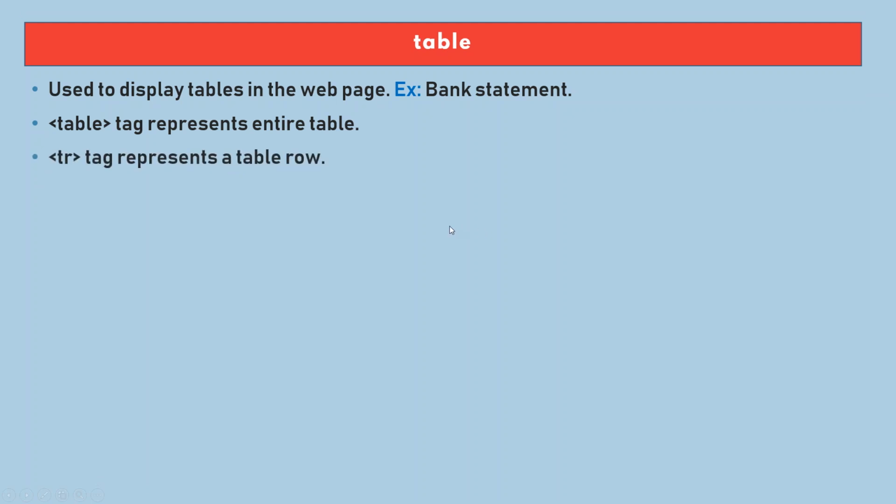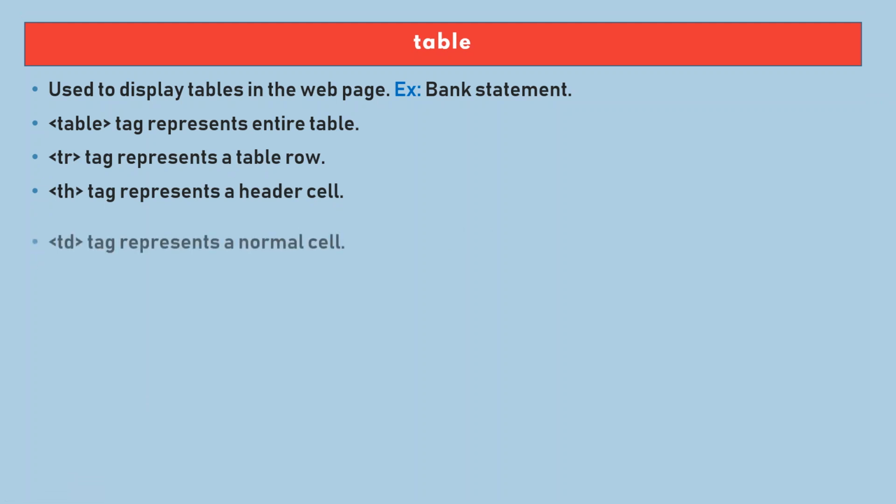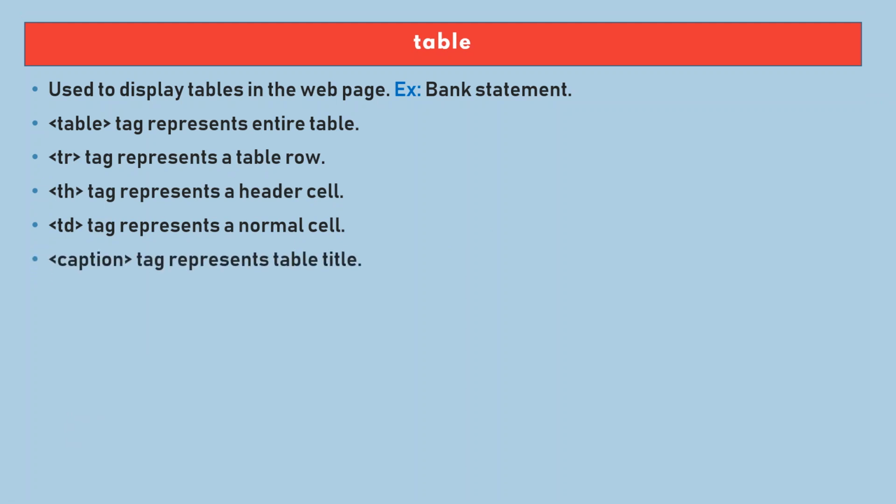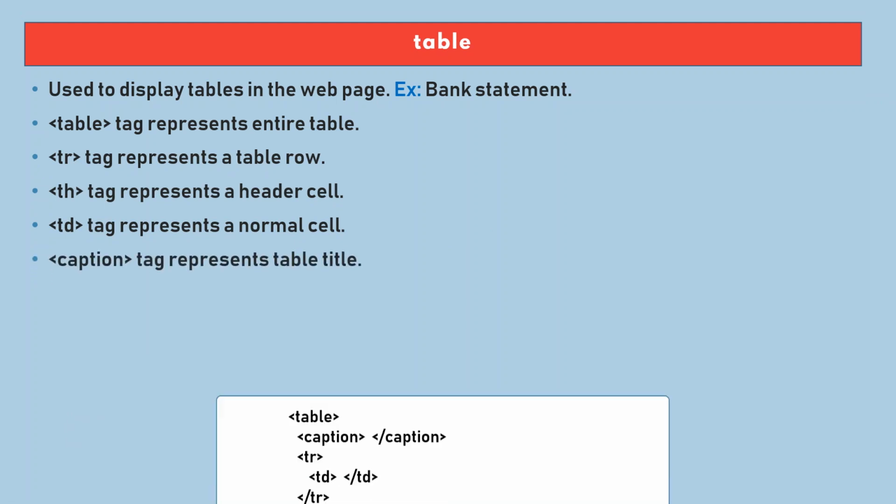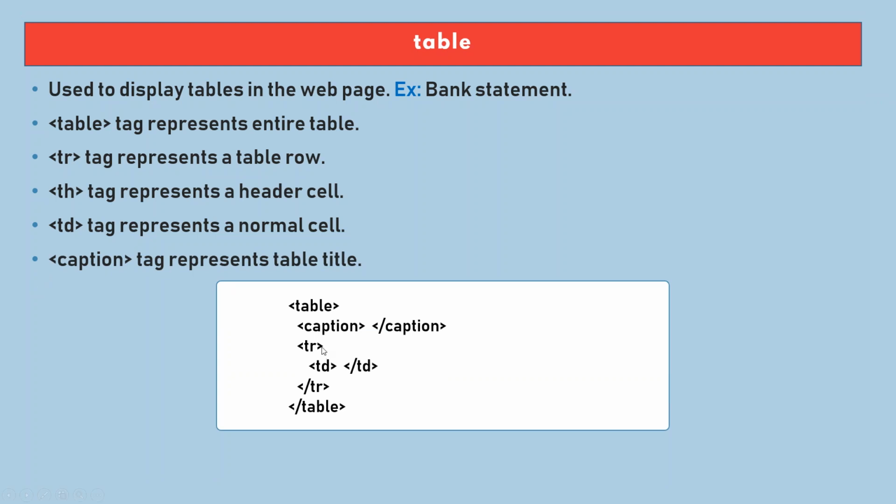TR represents one single table row. TH represents a header cell of the table. TD represents a normal cell. So four tags we have to use. One more tag is there, caption. The caption tag specifies the table title. So this is the structure we can use: first a table, inside the table a caption and a TR. Inside the TR, TD or TH can be used.